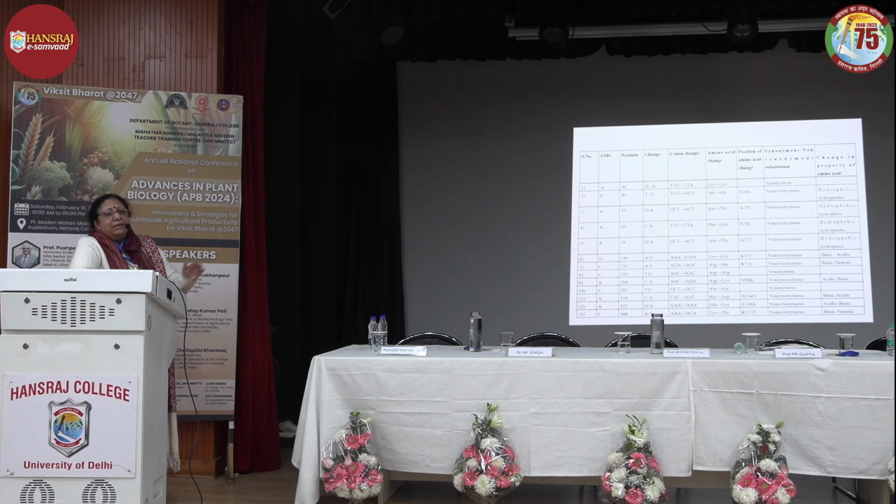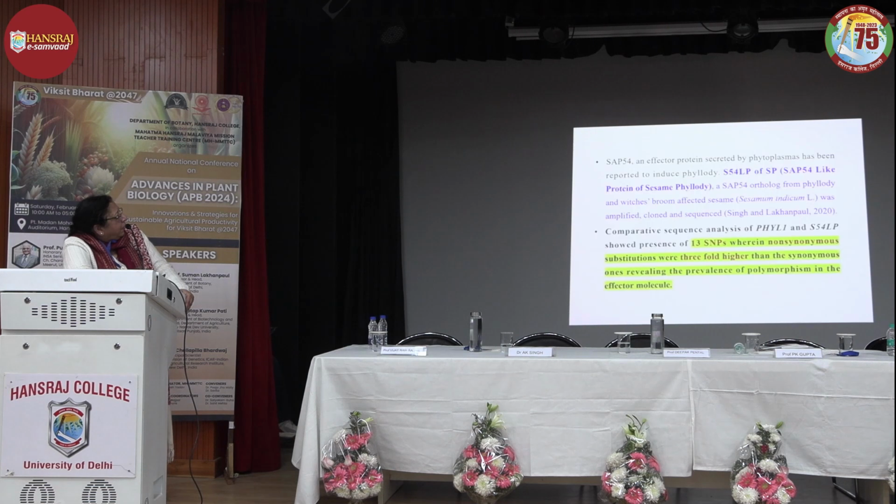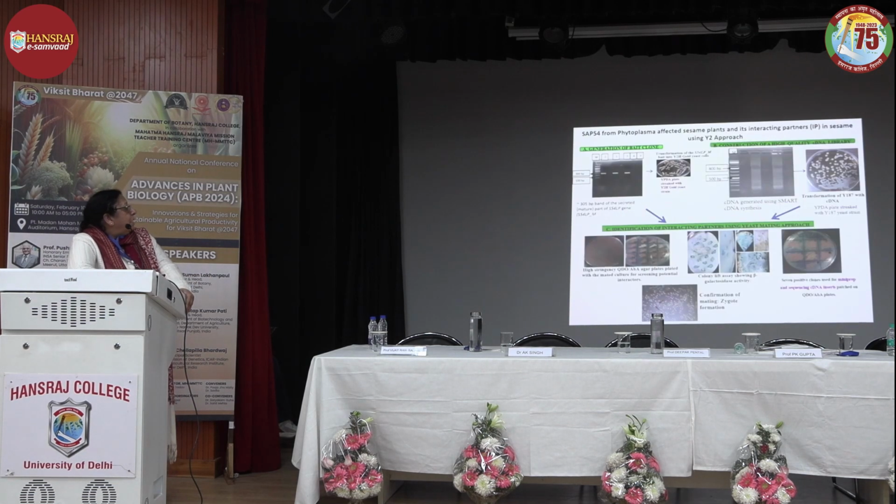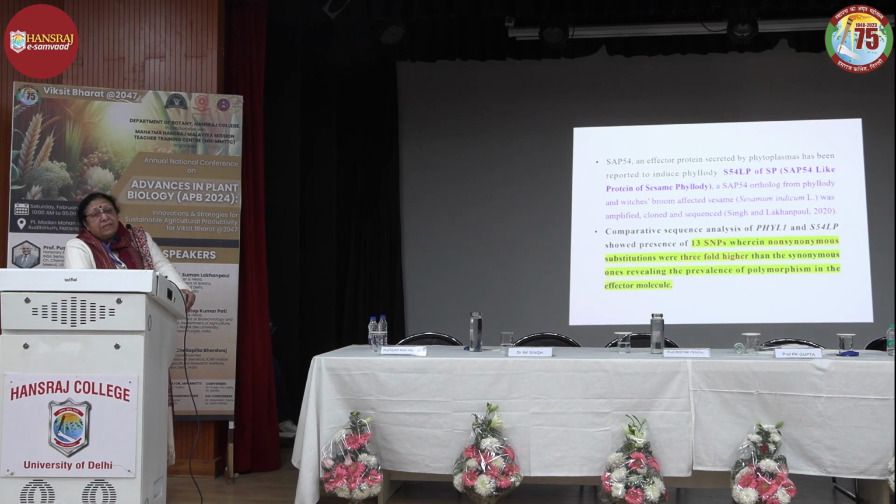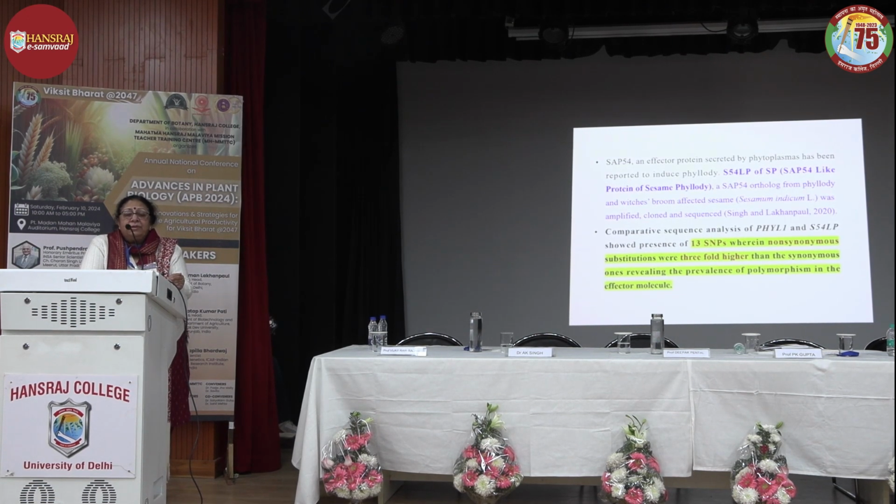So we compared sequence by sequence the SAP54 which has been reported by other people and the SAP54 which is affecting Indian system crops. We could find that there are very significant SNPs. In this case, we did not find any deletions, but there were SNPs, having non-synonymous mutations as well as synonymous. And non-synonymous mutations were much more than the synonymous ones. So the difference is very significant.